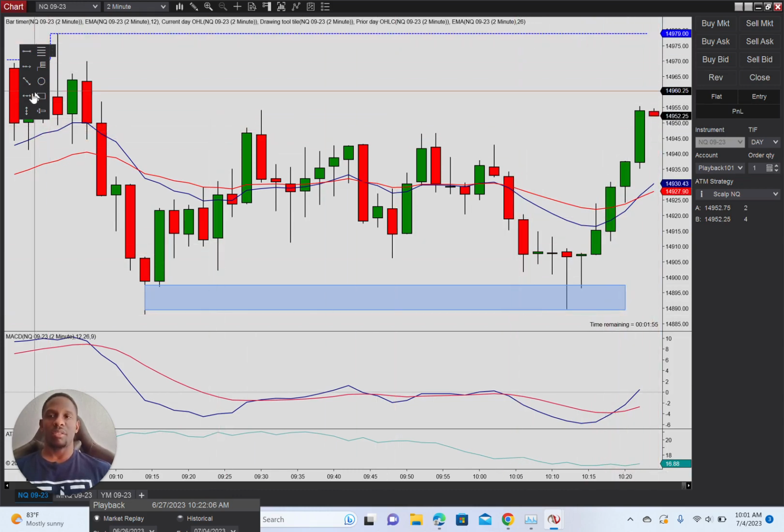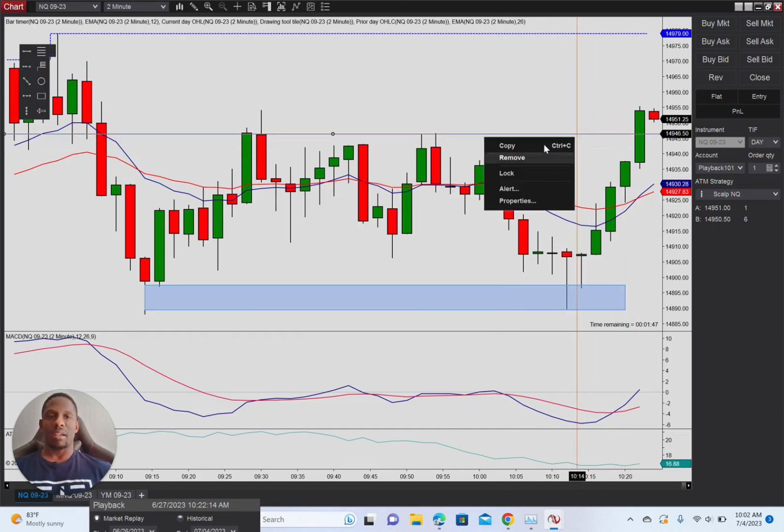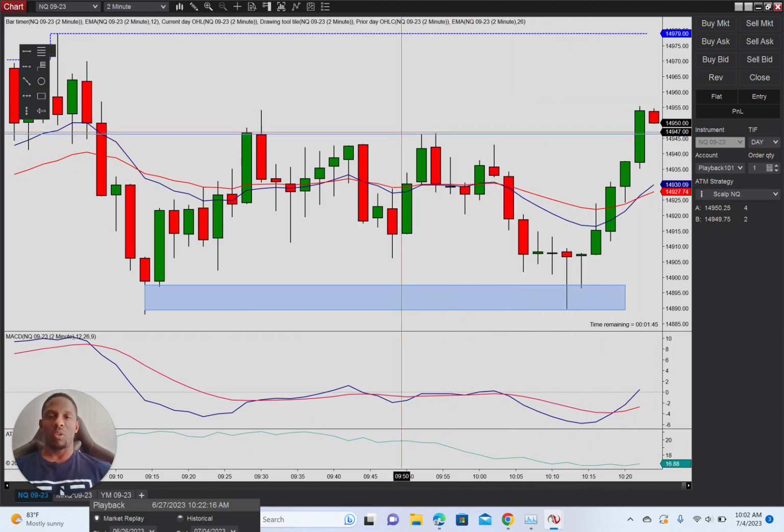Now look what we're doing here. We tagged some of these highs here, actually surpassed it, and now we're looking for a pullback. But now what was resistance is now support, so we're looking possibly for support down here. So let's see if that's going to happen.